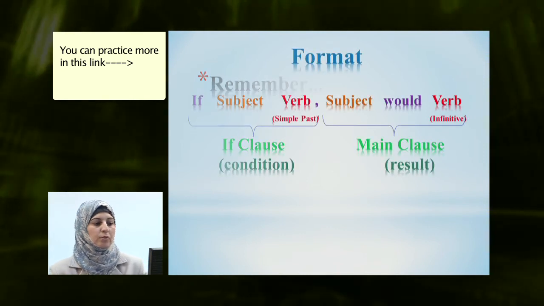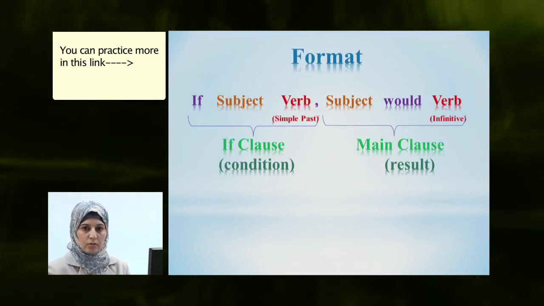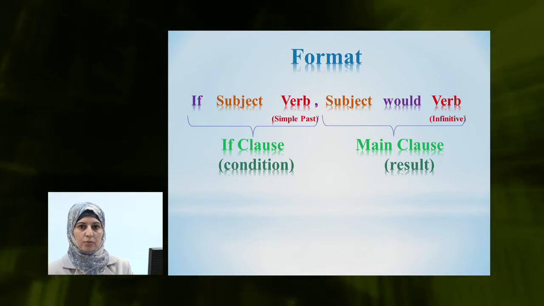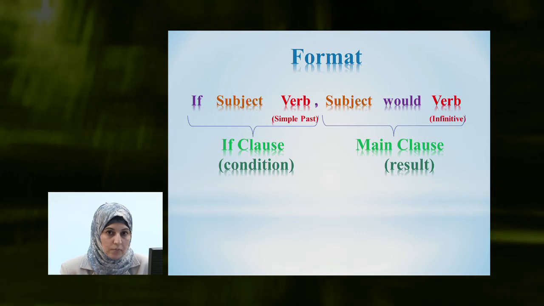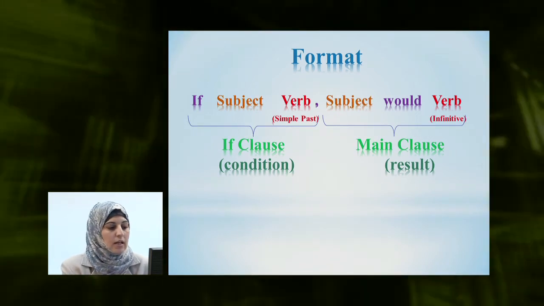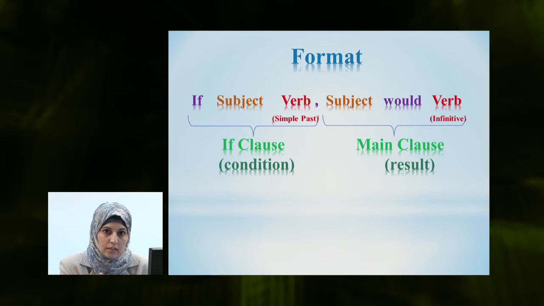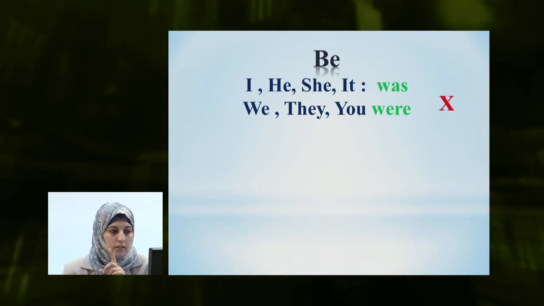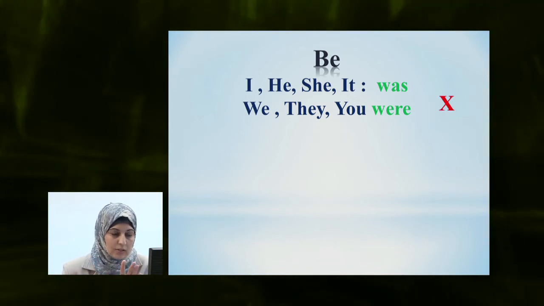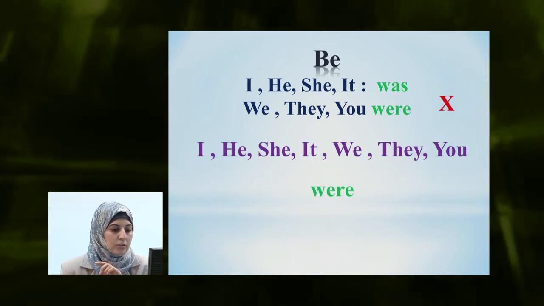Now, remember the following before we leave. The format of conditional type 2 is the following. The if clause contains if plus subject plus verb in the past, and the main clause contains the result, and it contains subject followed by would and verb in the infinitive. Remember that verb be is not used as was here in conditional type 2. It's were for all the pronouns.